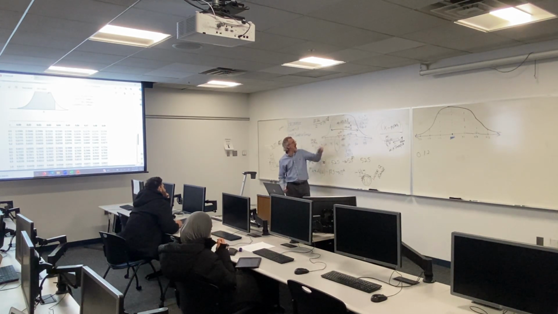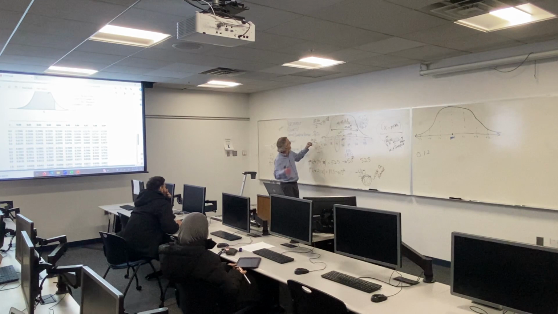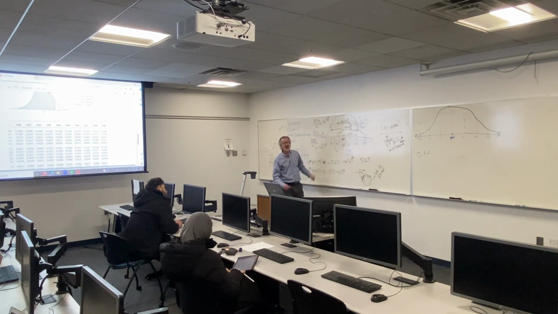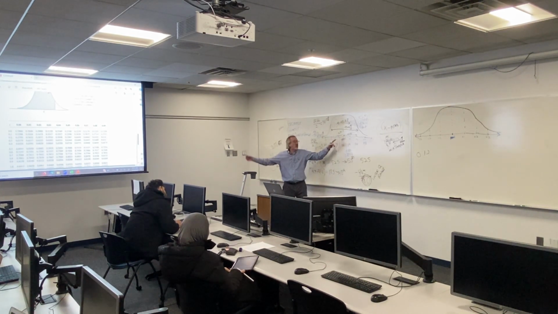So 50% minus 34, here we go. 50 minus 34.13. That's gotta be, what is that, 15.87 maybe? No, is it? Percent? 15.87. 15.87%. We just used the empirical rule to figure that out.